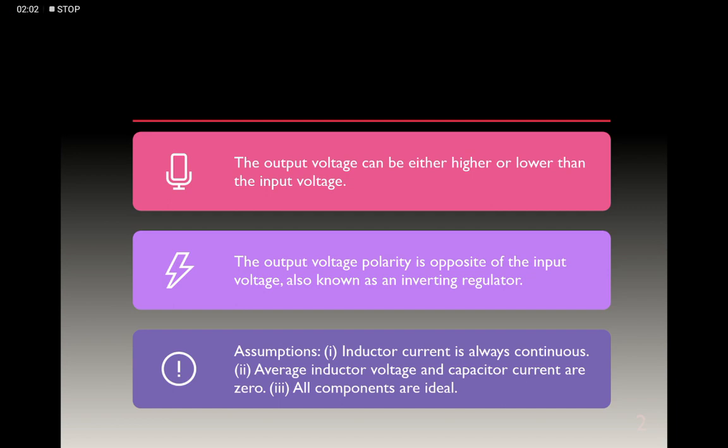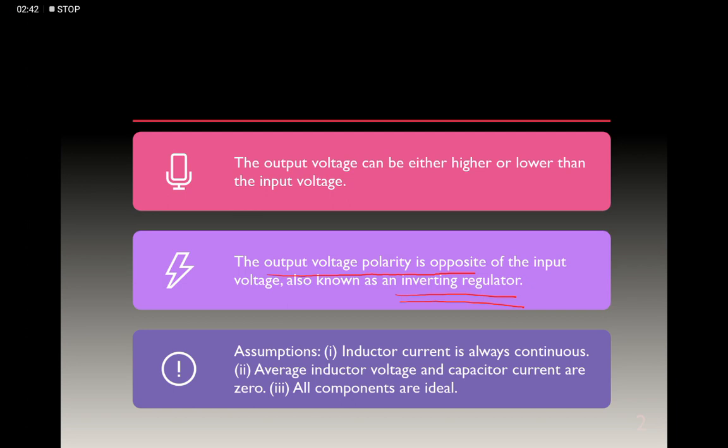Alright, so for buck boost converter, the output voltage polarity is opposite to the input voltage, which means it will give a negative output. Sometimes it is called an inverting regulator. If we want to make the output positive, we need to insert a NOT gate or some inverting capability in order to make the output voltage a positive value.